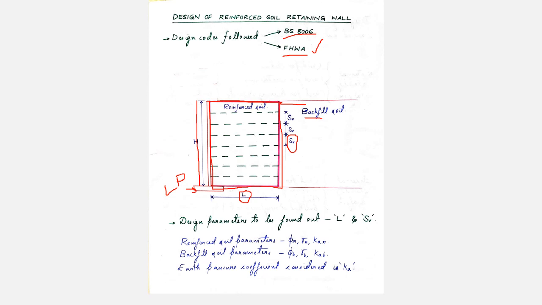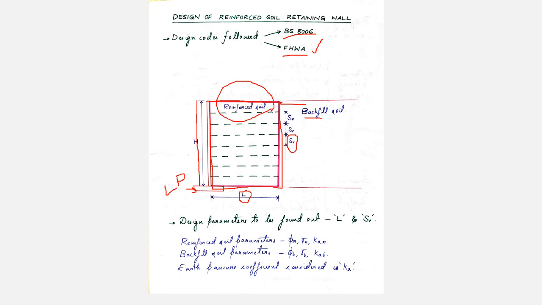Whereas the backfill soil need not be as good as the soil used in the reinforced soil block. It can be a soil of marginal or moderate quality, but still it should satisfy certain codal requirements. But it doesn't have to be as stringent as the ones followed for the soil used in the reinforced soil block. Now, through this design, the parameters which we are trying to find out are the length of the reinforcement which is used, and the vertical spacing between the reinforcements.